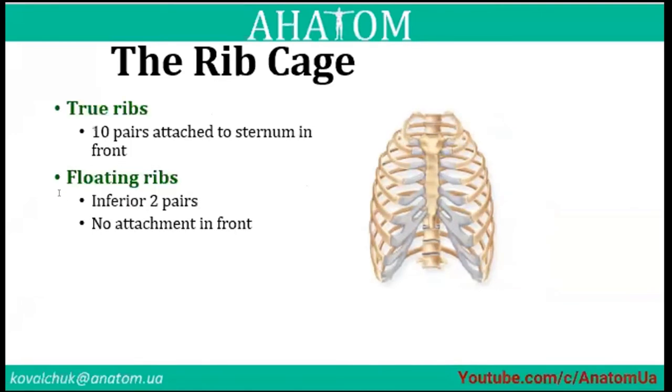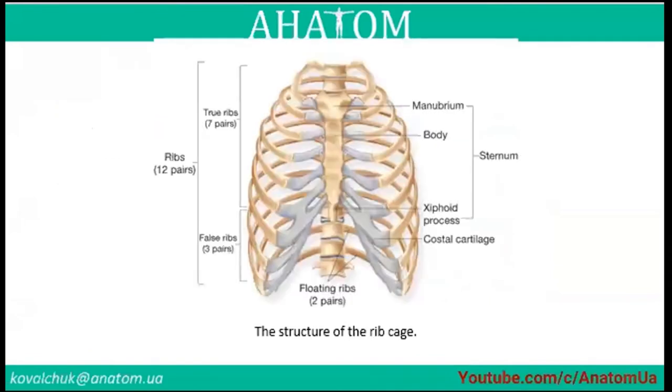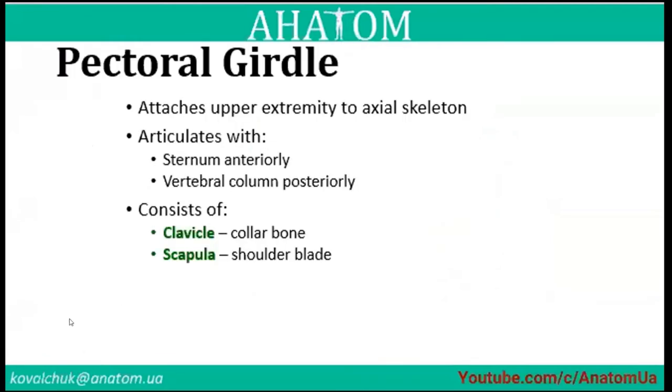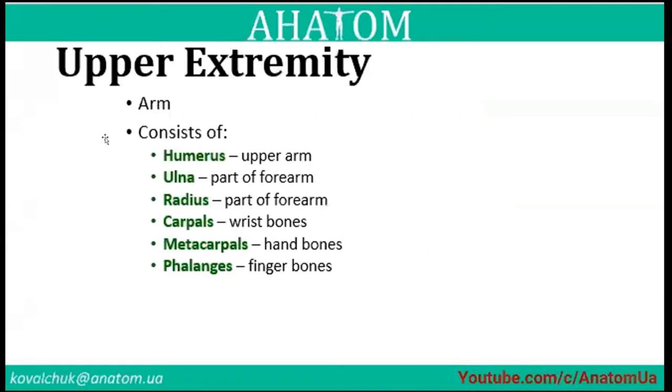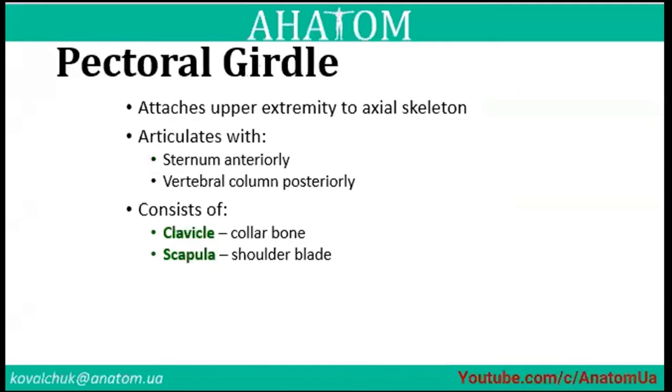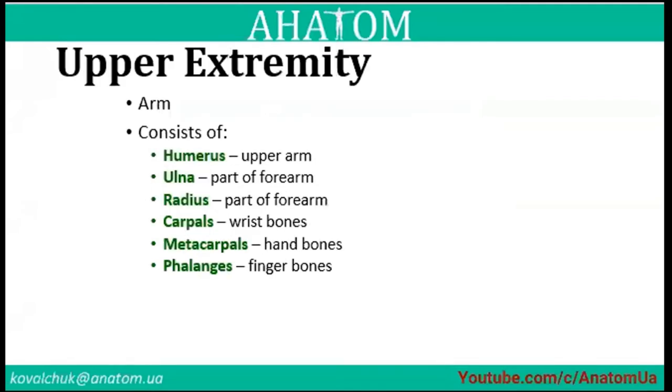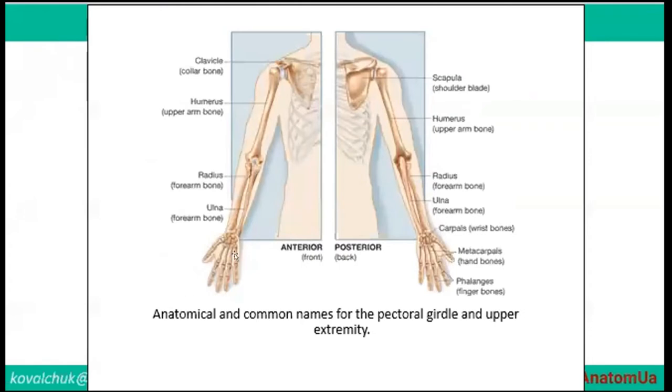True ribs, 10 pairs; floating ribs, two pairs; totally 24 ribs in a rib cage, or in a thorax in Latin. Pectoral girdle: clavicle and scapula. The upper limb includes the pectoral girdle and the free upper limb, or free upper extremity: the humerus, ulna, radius, carpals, metacarpals and fingers.